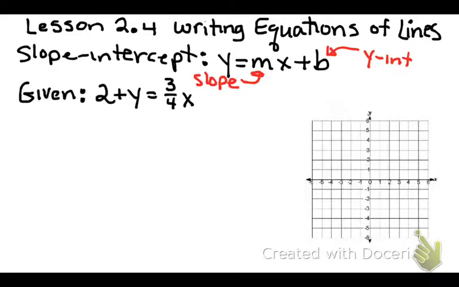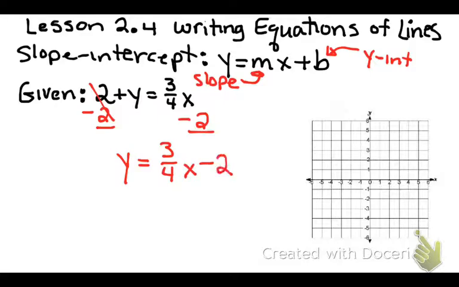So if you are given 2 plus y equals 3/4 x, we're going to first put it into the correct form by subtracting 2 from both sides. Y equals 3/4 x minus 2.